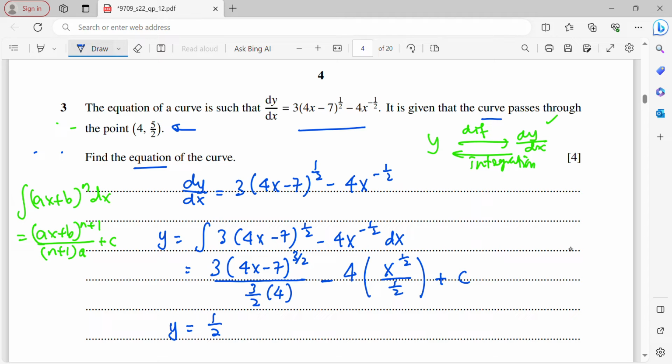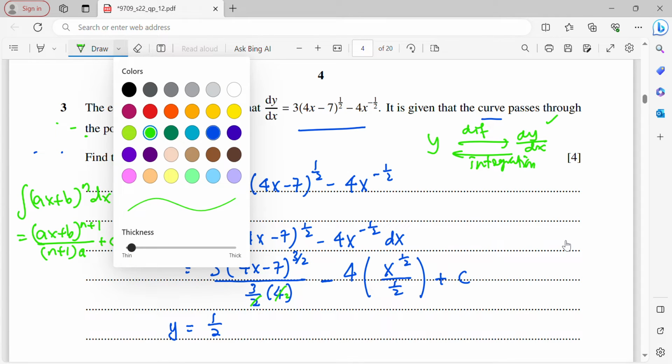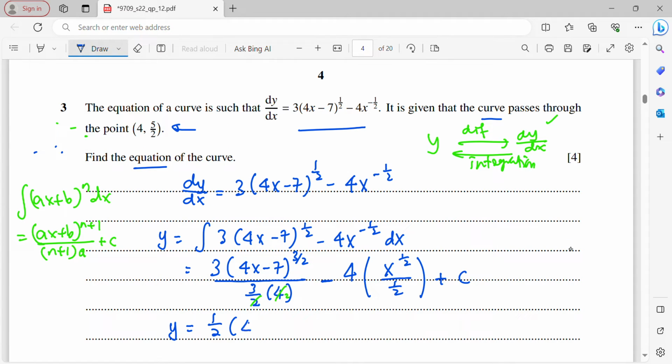3 divided by 3 over 2 times 4 is basically half. So this can be simplified here too, the 3 and 3 cancel off. So now I'll get half of (4x minus 7) to the power of 3 over 2. 4 divided by half is basically 8, it's like 4 times 2. Then x to the power of half I can change to square root x. After that, plus c. Now to get the c, substitute this point.